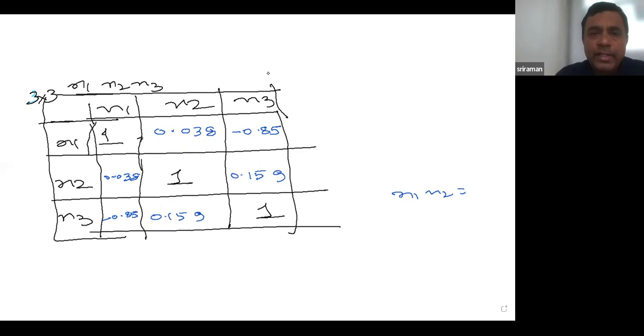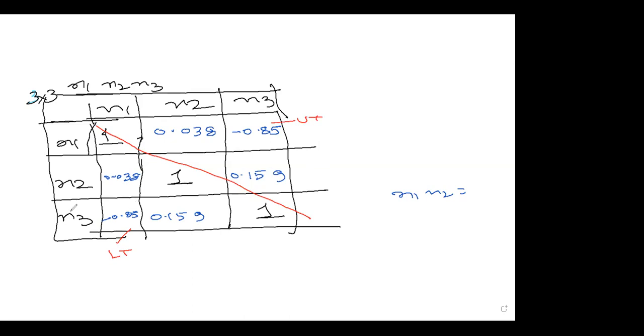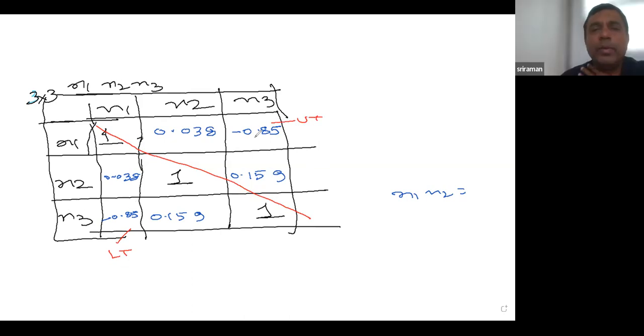Now, if you look at this diagram, you will see that along this diagonal, there are two triangles. This is the lower triangle and this is the upper triangle. The value in the lower triangle and the value in the upper triangle are both the same. 0.038 is here also, here also. 0.85 minus is here also, here also. 1.59 is here also, here also.